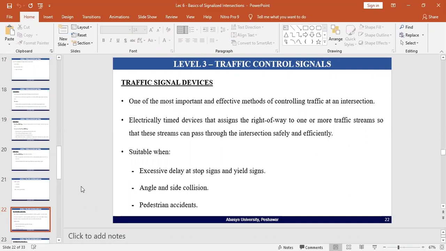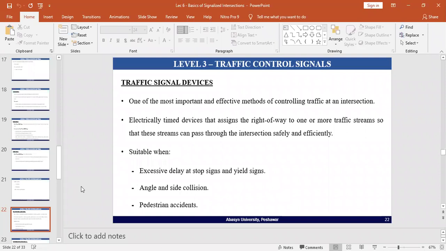You will have to provide an underpass where the major traffic goes below and the minor traffic moves above. But in the case of a flyover, the major traffic goes above and the minor traffic moves below.